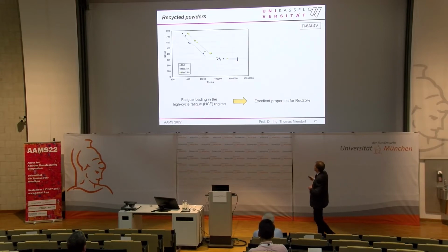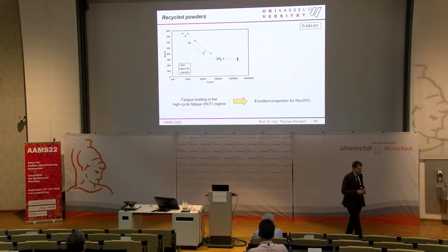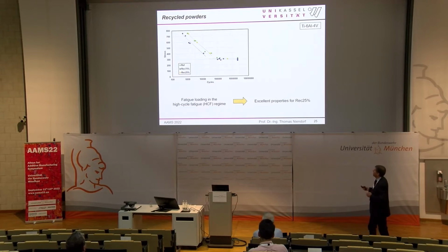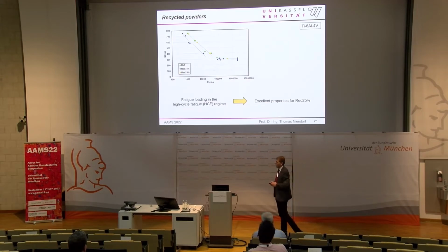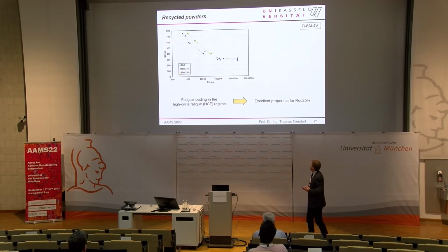But the things we already obtained, of course this is not really statistically supported by a high number of tests, but plotting this as Euler curves, all the results we have so far, we again have similar properties for the reference material, so only virgin powder, and the one with the additional recycled part of 25%. If we go to the higher amount, 75% of recycled powder, of course we lose performance in the fatigue regimes we considered so far.